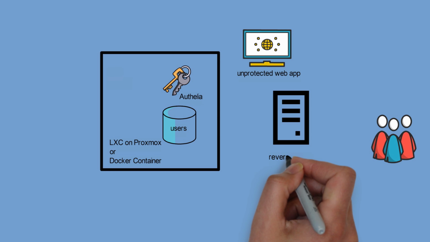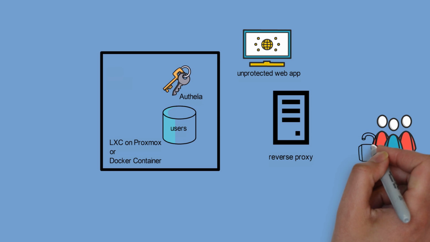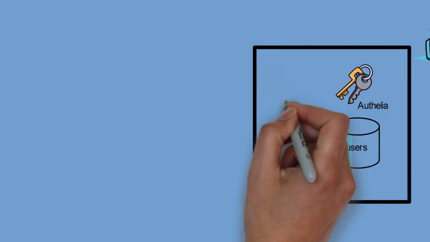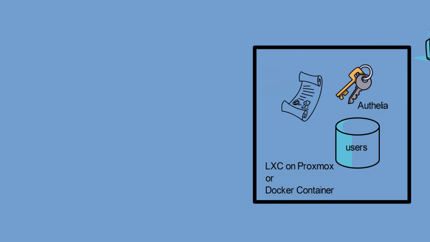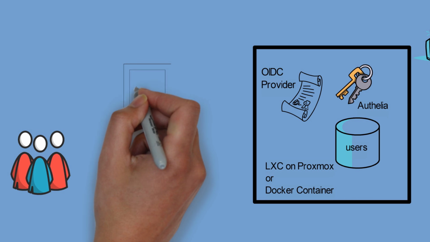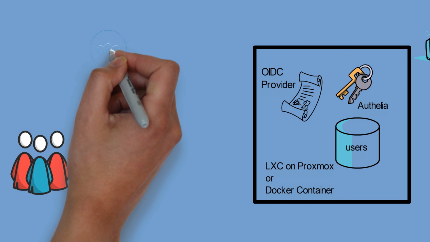If I wanted to add authentication to a website that's not protected, then I would just add a reverse proxy in front of it and require authentication prior to access. But after that, I would still have to log into that application. So here's the second feature of Authelia. It can act as an OpenID Connect or OIDC identity provider.